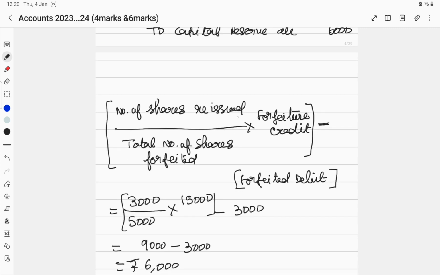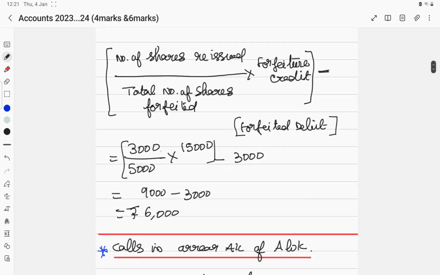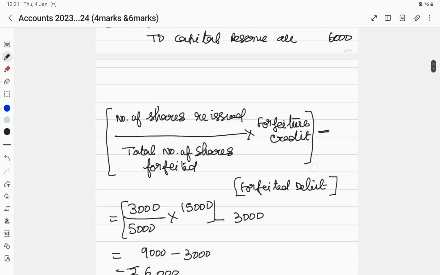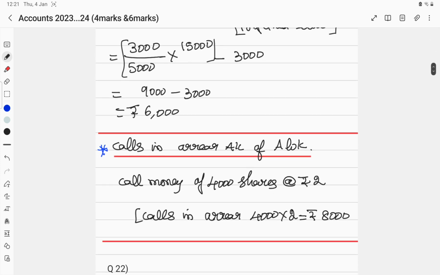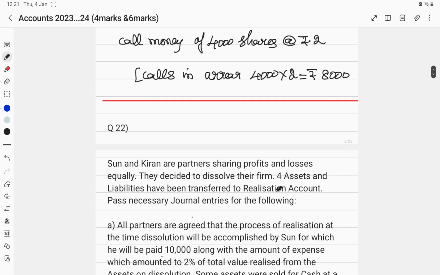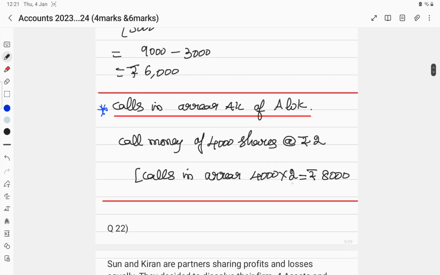So, the number of shares reissued divided by the total number of shares forfeited, into forfeiture credit minus forfeiture debit. That is, out of 5,000 shares, 3,000 shares were reissued, and forfeiture credit is 15,000, whereas debit is 3,000. Therefore, transfer to capital reserve 6,000. Calls in arrear, Alok: Alok's shares were in arrear, 4,000 into 2, 8,000.